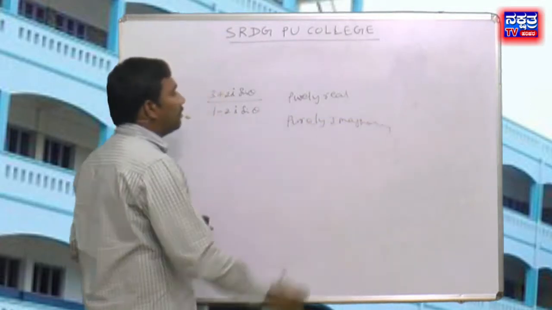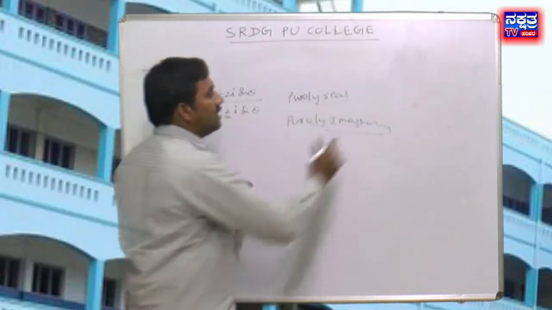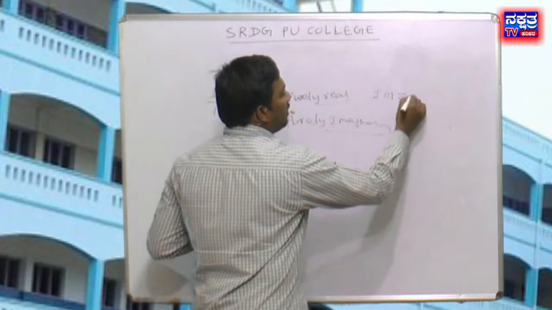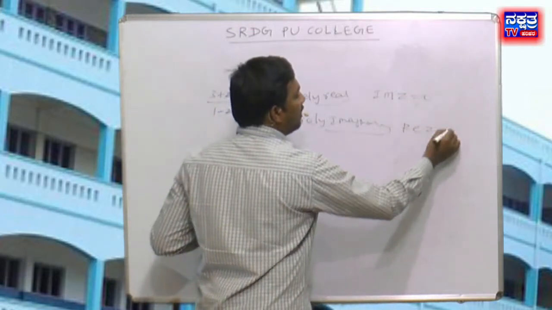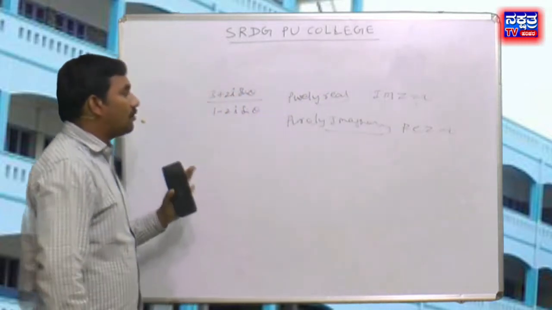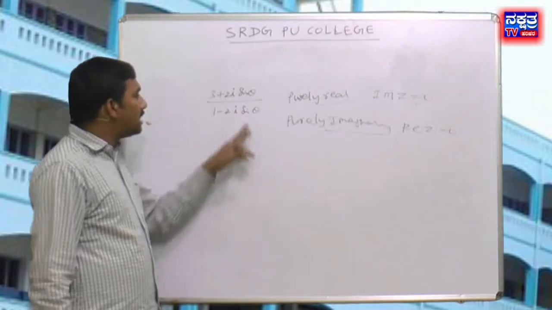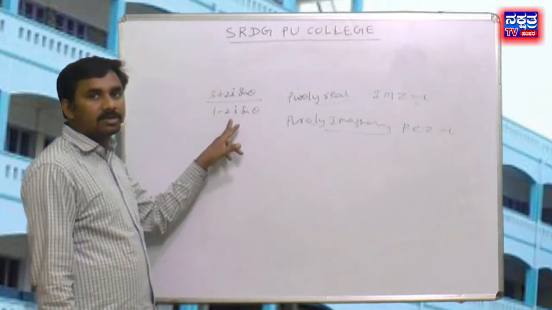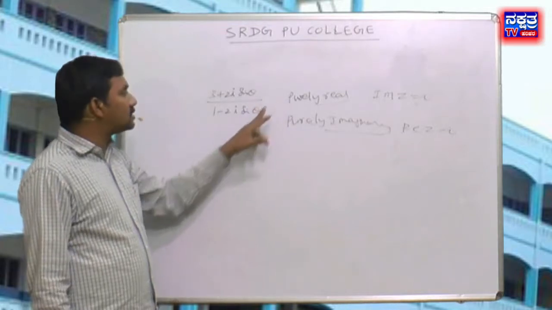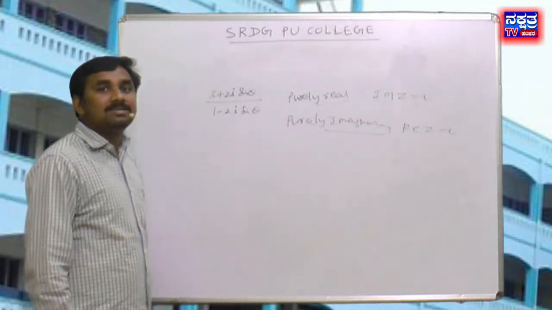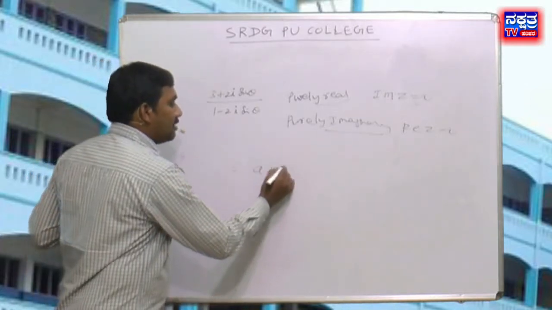If you see this one, purely real or purely imaginary: purely real means the imaginary part of z equals 0, and purely imaginary means the real part of z equals 0. So what do we have to do in the solution? We have to convert this into standard form by multiplying with its denominator's conjugate, that is 1 plus 2i sin theta. So this is multiplied by (1 plus 2i sin theta) by (1 plus 2i sin theta). Then we will get a standard form like this, a plus ib.